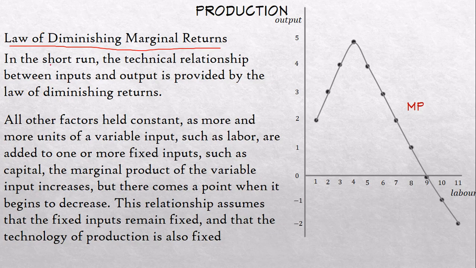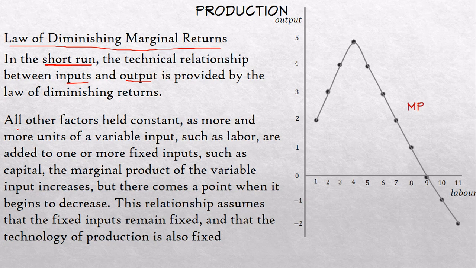Okay. So in the short run, remember that our analysis is in the short run. So we are assuming that over here, our labor is variable. That is, our labor can change, but then the capital cannot change. Okay. So the technical relationship between the inputs and then the output is provided by the law of diminishing returns. So it tells us how the inputs and then the outputs of production are related. Okay, so that is what this law over here does.